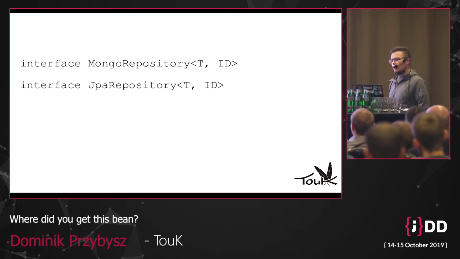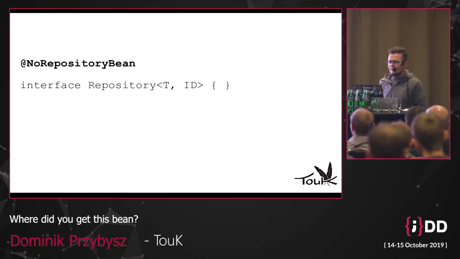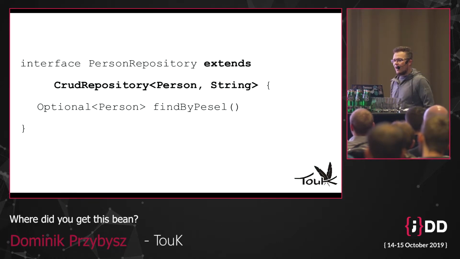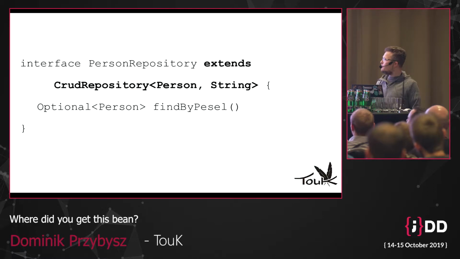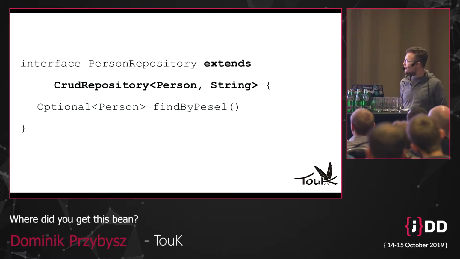But the common theme for all these repositories that I have shown is that all of them are annotated with NoRepositoryBean. And it's designed for Spring to not create the repository bean from this interface. So, to create such a repository, we have to extend these repositories. For example, we create PersonRepository, which extends CrudRepository, and Spring for us should create such a bean with all these methods that are defined in the CrudRepository, and we receive such a proxy where we can access the specific database that is under the hood.